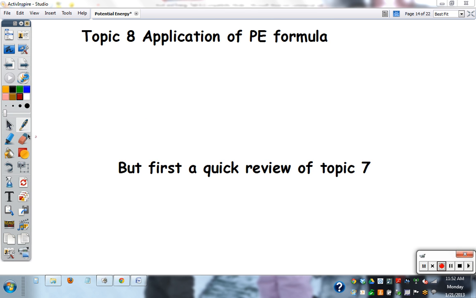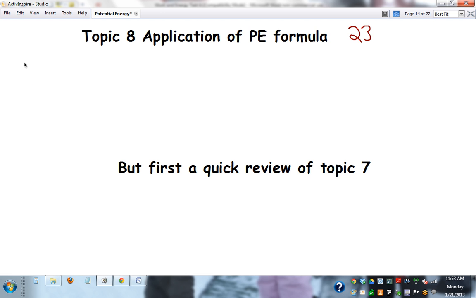All right, this is topic eight, application of the PE formula. It's going to go on page 23. Because this is going to be about a half page, topic nine will be about a half page, and topic seven should be on 24. So you'll have this whole idea of potential energy all on two pages.